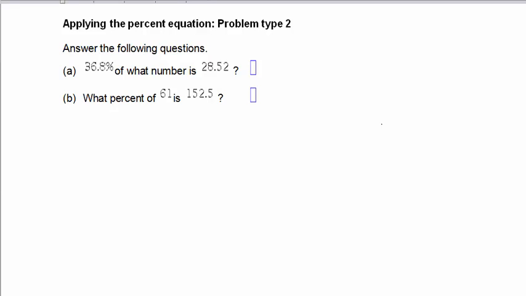In these problems, we're going to be applying the percent equation. So let's take a look at our first one.